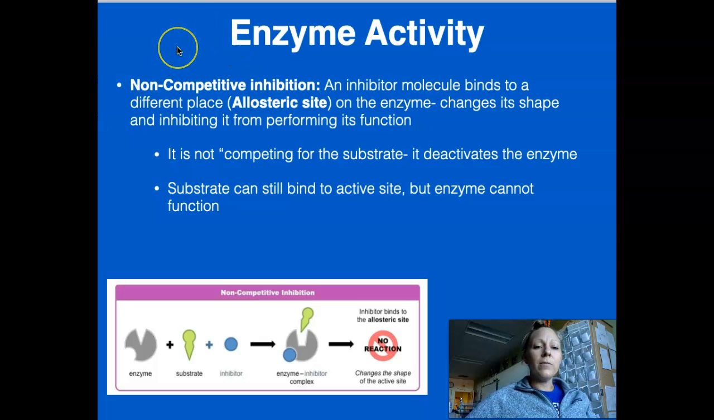Another type of inhibition, a way to stop enzyme activity, is non-competitive inhibition. And this is an inhibitor molecule that's going to bind. So here's once again our enzyme, and here's once again our substrate.